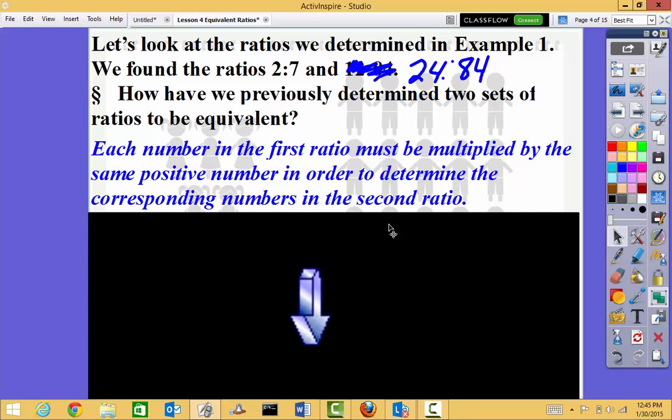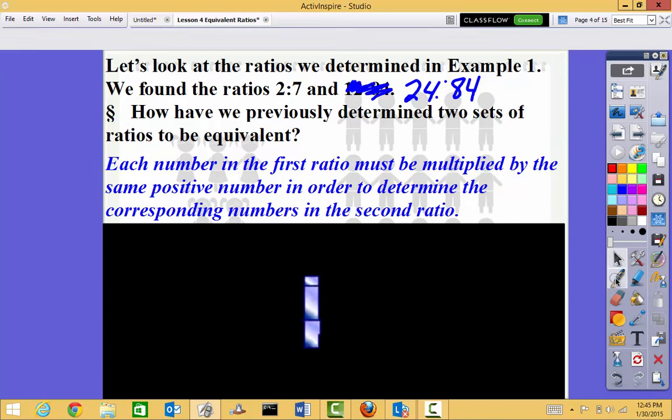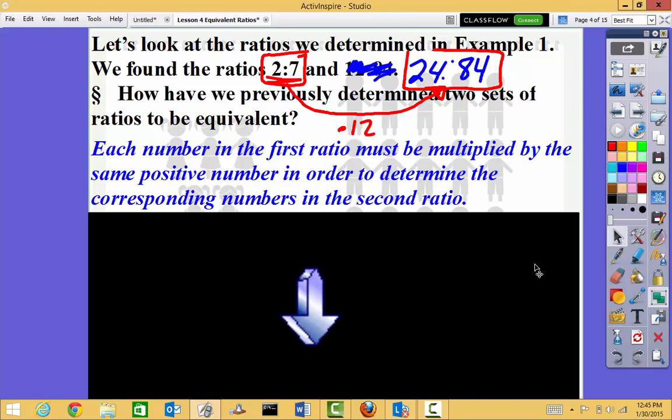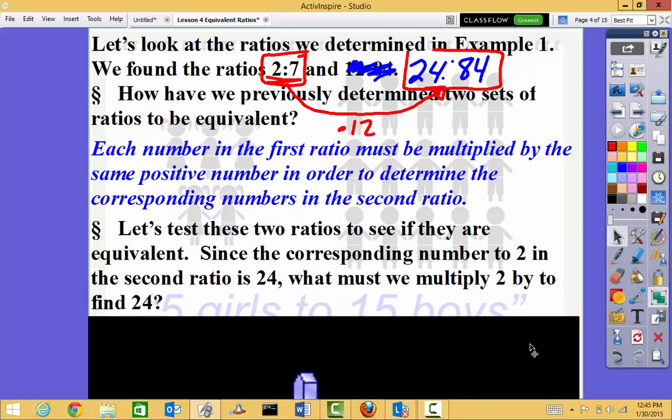Well, each number in the first ratio, so here's my first ratio, must be multiplied by the same positive number to determine the corresponding numbers in the other one. So what it's saying is whatever I multiply this ratio by has to be equal to this over here. So if I multiply both by 12, each of these multiplied by 12 should equal my numbers on the right side. So we're going to test this out.